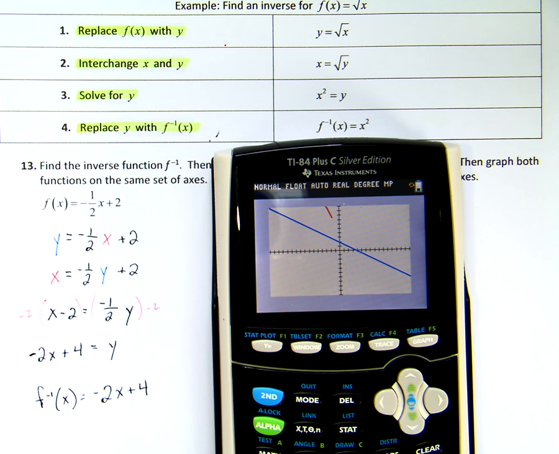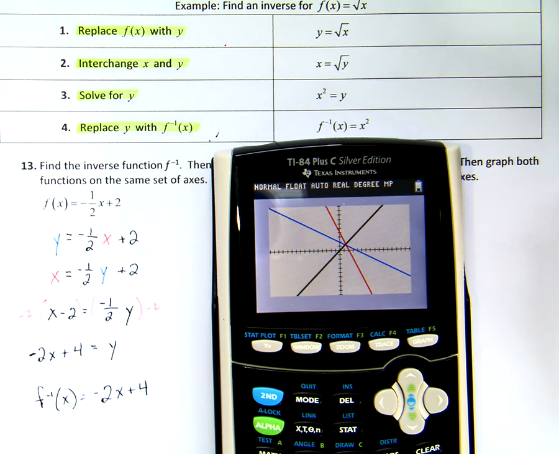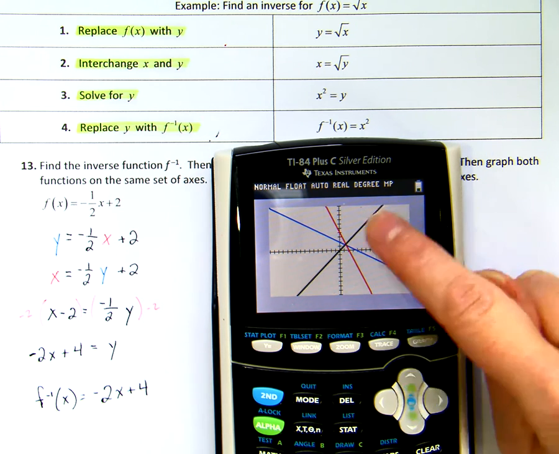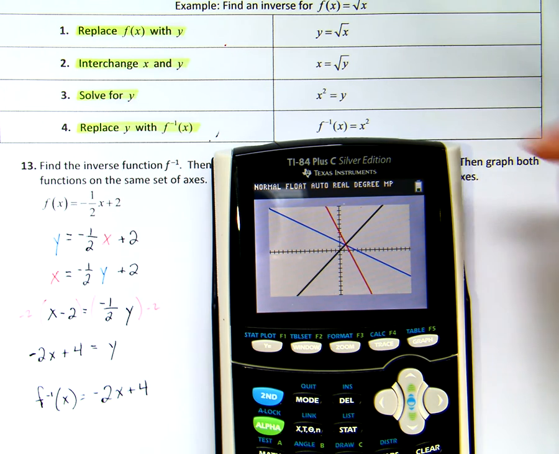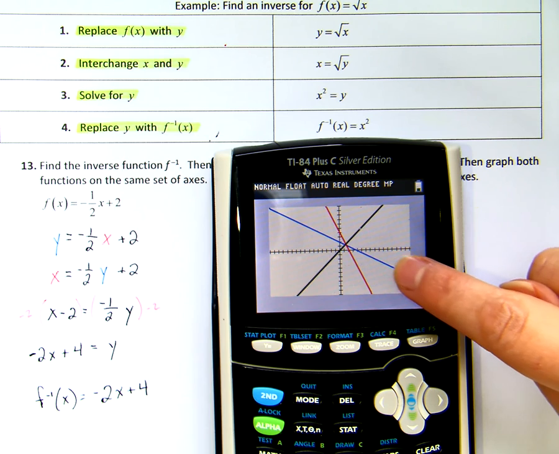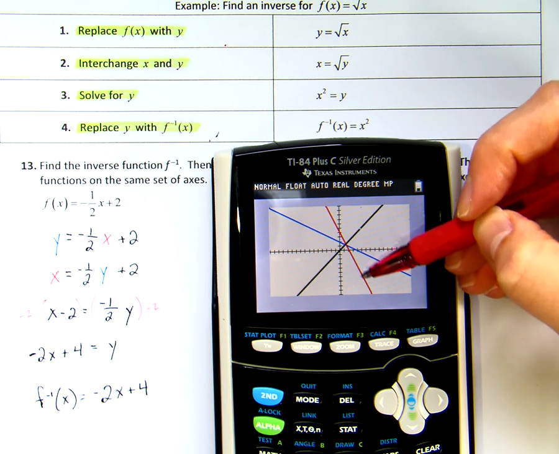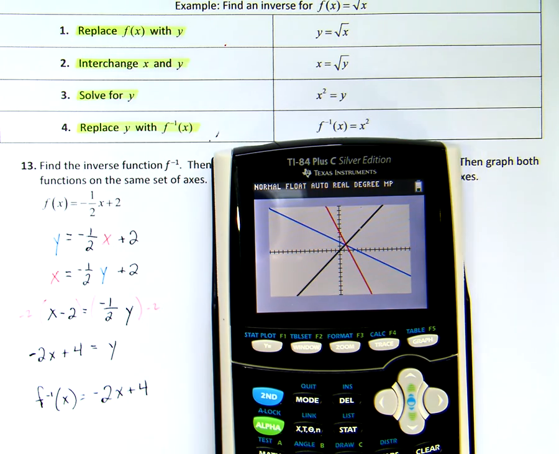So there's f of x. Here comes f inverse of x. And lastly, we should have that diagonal line. So now I think it's a lot easier to see that these are in fact reflections. If I think about putting a mirror right on this diagonal line, these images should match up. This piece on the inverse function should match up with this piece on the function. This piece on the inverse function should match up with this piece on the function.